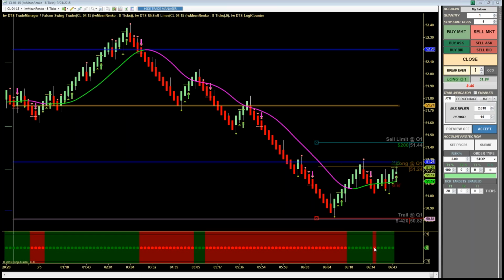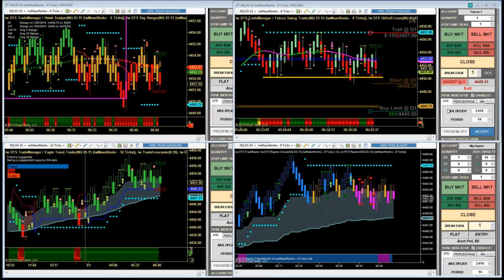Let's see how they do if they can get up to 51.30. The nice thing about this trade is we've got it covered at a good spot. We've got it covered right below this swing low. Come on, get up there. All right, I'm going to put that on the back burner for the moment.